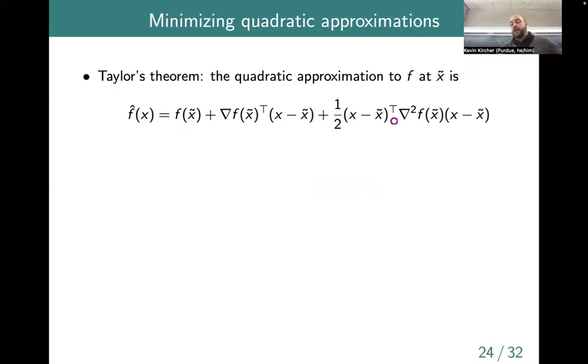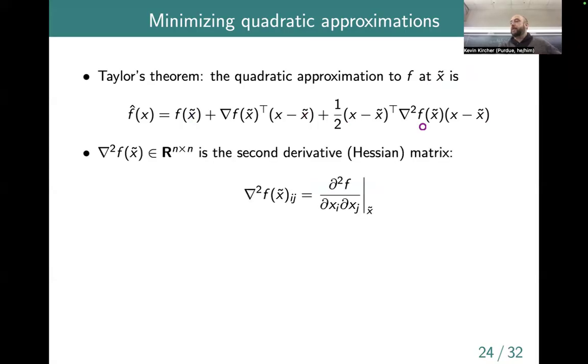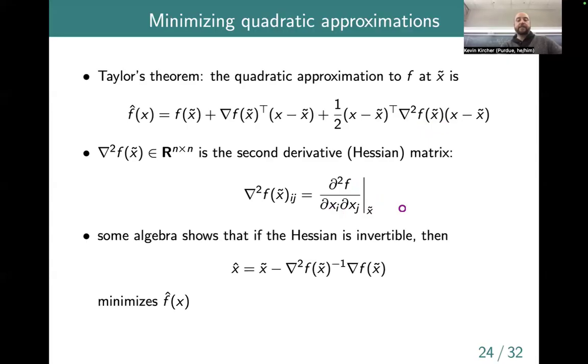So this is actually a quadratic form. And the weight matrix here is this thing del squared f, which is what's called the second derivative or the Hessian matrix. So this thing here is an n by n, square symmetric matrix. And the element ij of this matrix is just the partial derivative del squared f of x by del xi del xj. So it has all the second derivatives of f in it, basically.